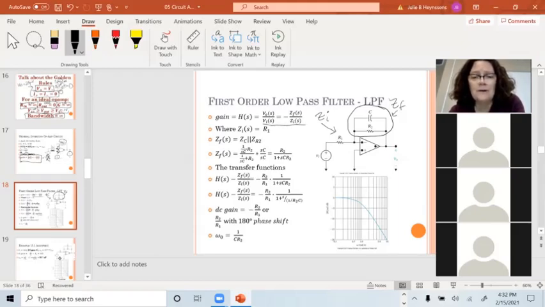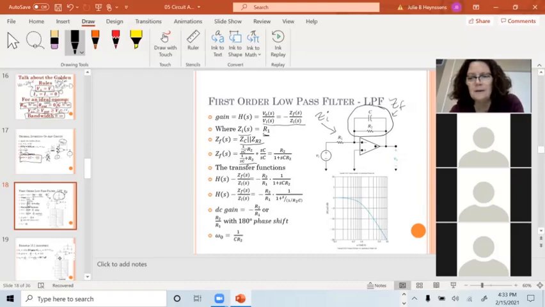All I have to do is figure out what the pieces are. So Zn as a function of S is just R1. The feedback from the negative to the output is the parallel combination of ZC and ZR2. So I do product over sum. I get this messy fraction, 1 over SC R2 divided by 1 over SC plus R2.